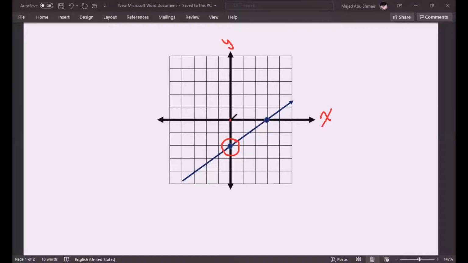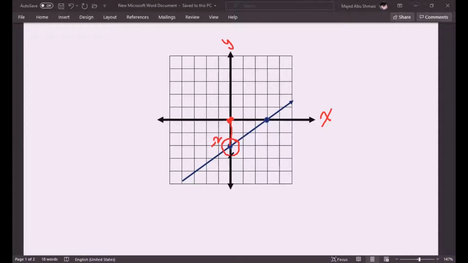We can see that this is the origin point, and we are moving downward from that origin point, moving 2 squares, 2 steps down. So it is -2. The y-intercept is -2.